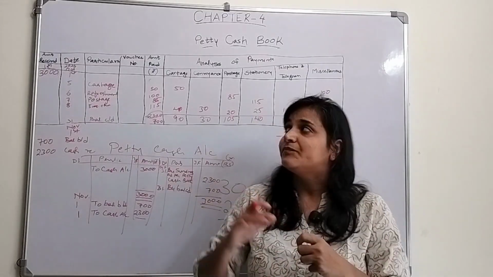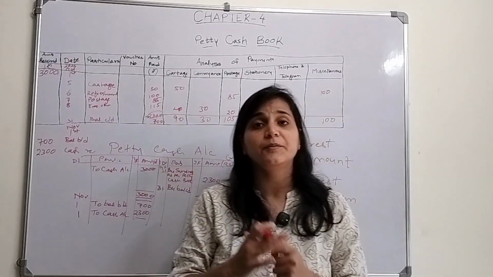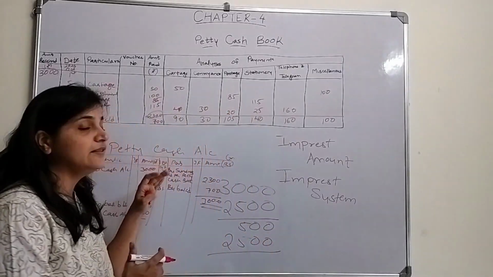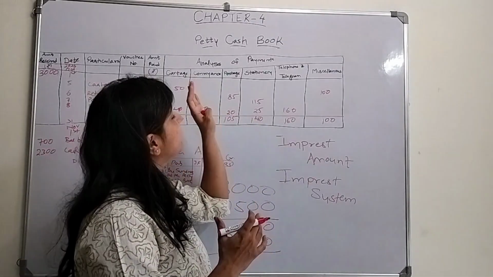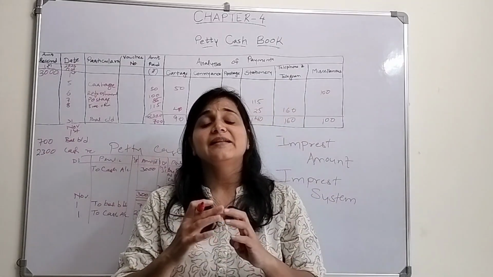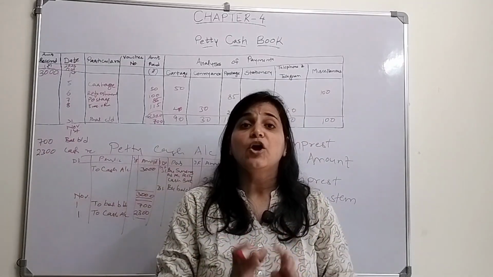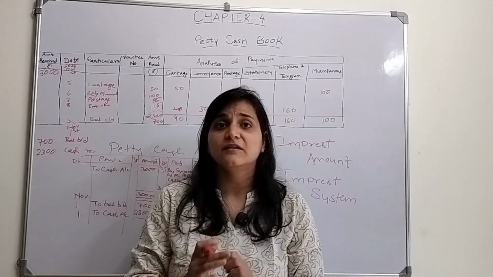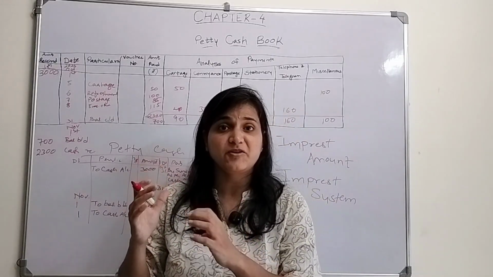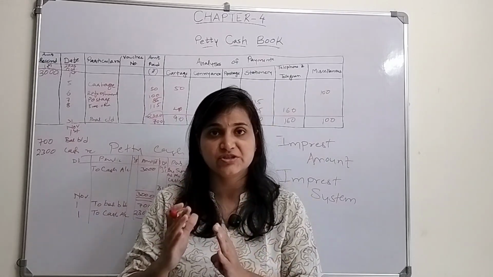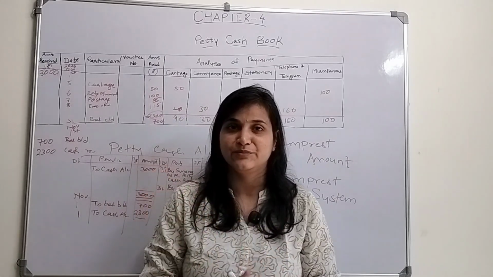So this is how we are going to prepare a petty cash book, and this is how we are going to record it in the petty cash account. We will prepare the cartage, conveyance and all these accounts, and this is how it will be maintained. Hope you got this petty cash book. Next we are going to discuss the other special journal books, that is the purchase return book and sales return book. Thank you.